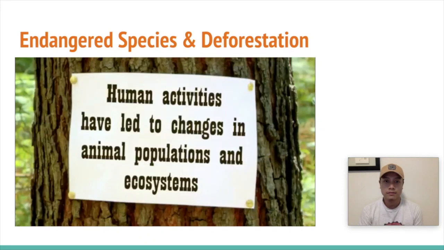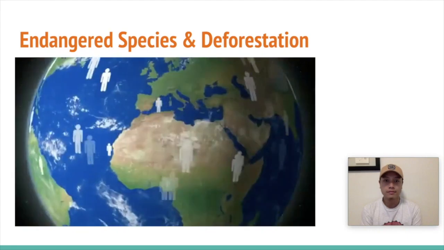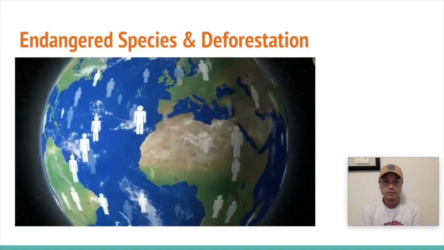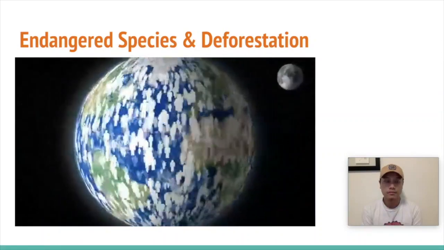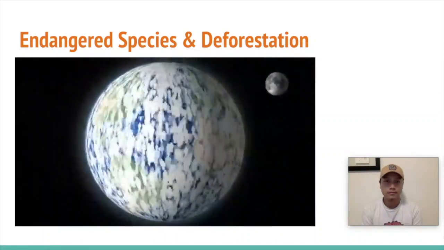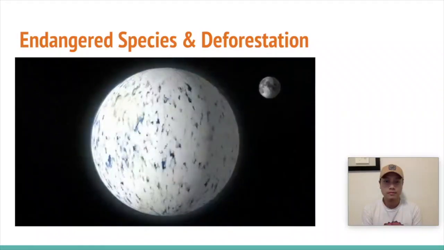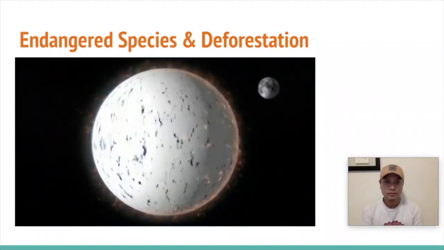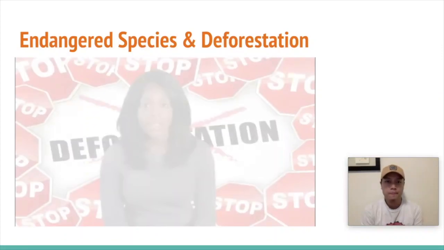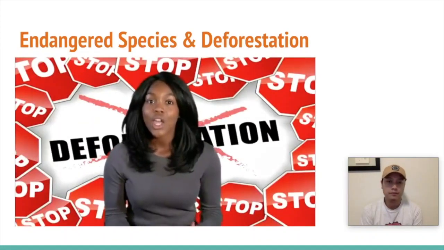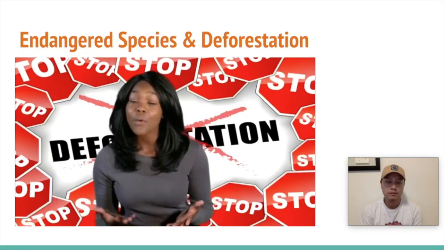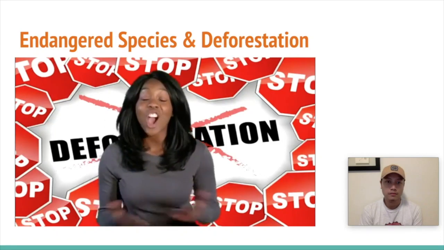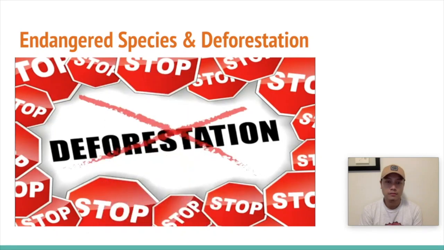Human activities have led to changes in animal populations and ecosystems. Did you know that there are more than 7 billion people on Earth? And that number keeps growing. As the number of people increases, we are using more natural resources. The world's demand for fuel, water, shelter, and food are putting a strain on the Earth. Since the population is increasing, humans are taking up more and more of the land for housing and farming. In the process, trees and forests are being cut and cleared away. This is called deforestation.